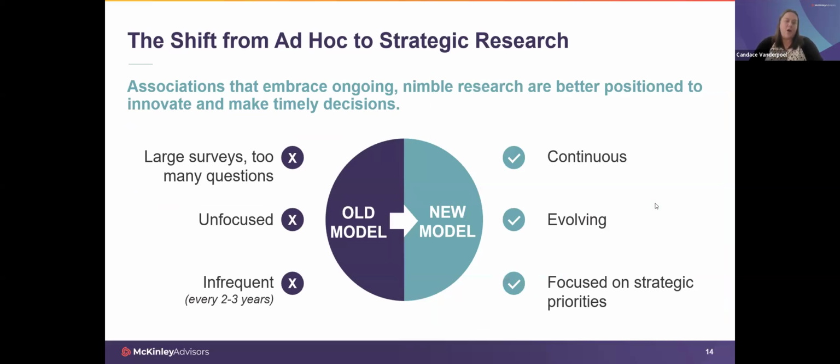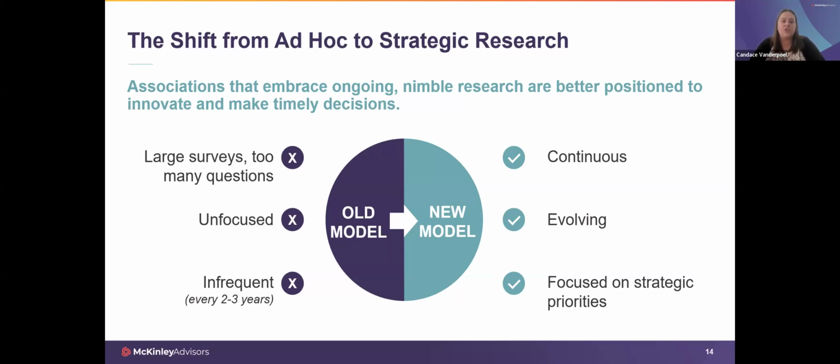So what we're talking about with a research agenda, what it typically looks like when an organization doesn't really have an agenda set in place currently, is surveys that are happening too infrequently. The surveys typically are really large and broad. They're asking questions across a variety of different topics, and usually are asking for a lot of time out of your members and stakeholders. So they're really unfocused.